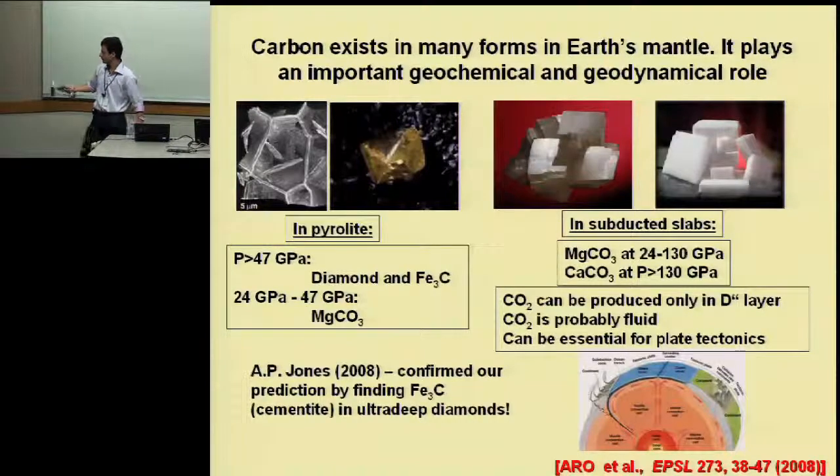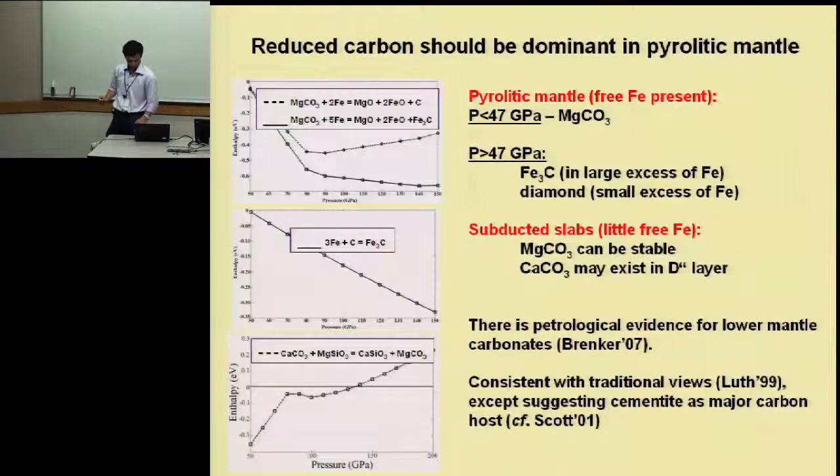Okay, we find that CO2 can be produced only in the D double prime layer, and that can have also implications for viscosity and partial melting and so on of mantle rocks.